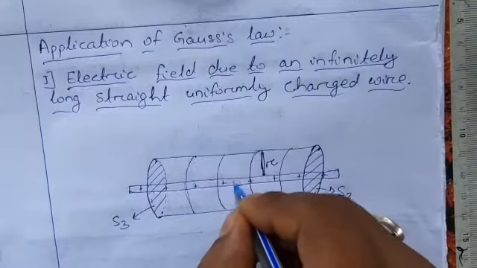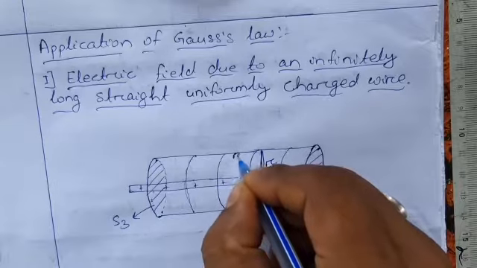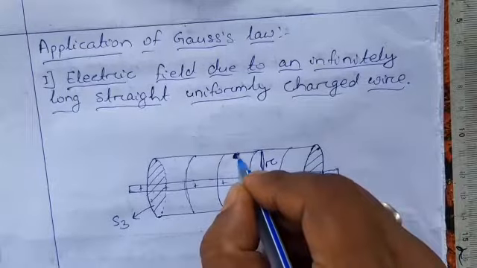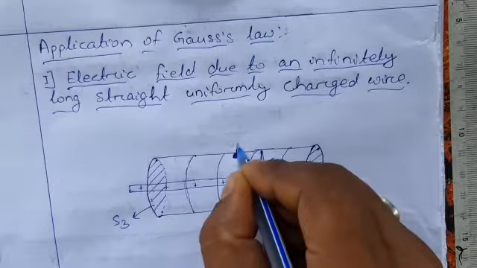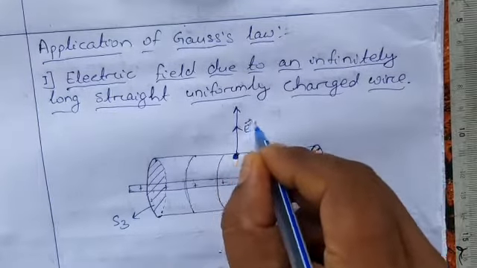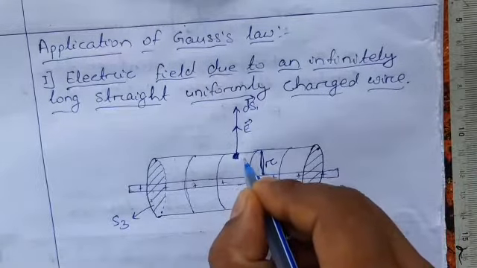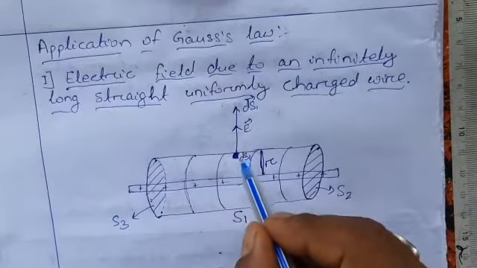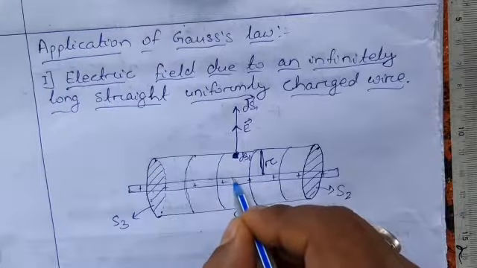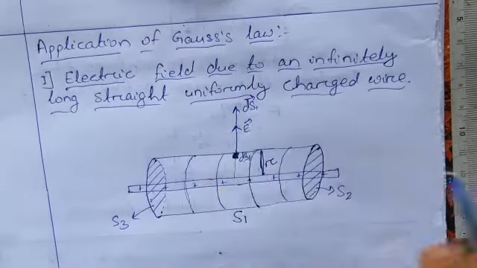For S1 I will take one small area, that is ds1, and the area vector is radially outward, and also the electric field is radially outward. This is the electric field, this is the ds1 vector. This is the small surface area ds1 on S1, where the electric lines of force are radially outward, and here also the area vector is radially outward.